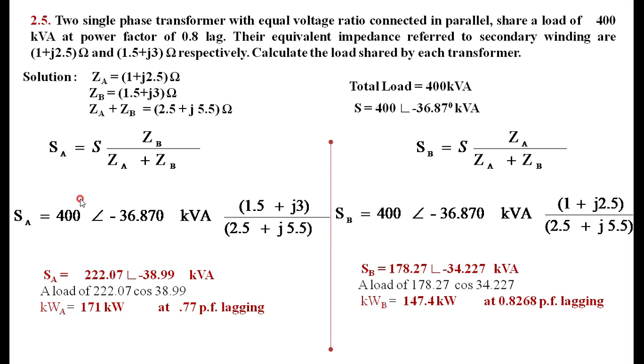Then one more check you can make. It is 400 kVA at a power factor of 0.8. The total load is 320 kilowatt, 400 into cos of 36.87, that is 320 kilowatt. If you add these two, you get 320. This is how you can check the answer at the same time.